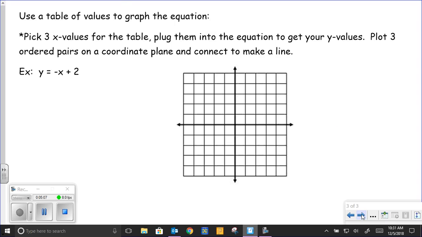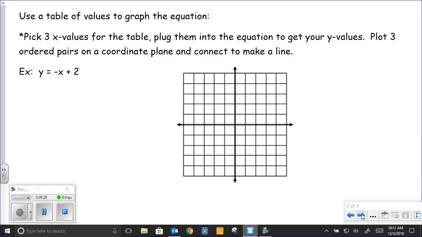Okay, the next one here, we have using a table of values to graph the equation. You're going to make sure that you pick 3 values for the table and then plug them into the equation to get your y values. They're not giving me any kind of table this time. So I'm always going to pick numbers that are very, very simple to use.